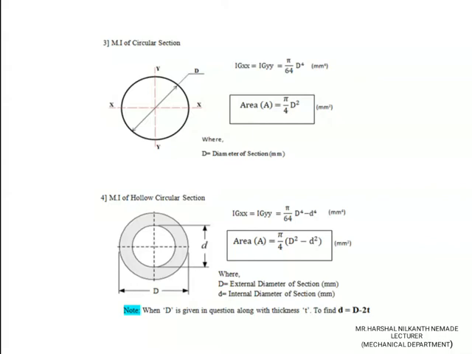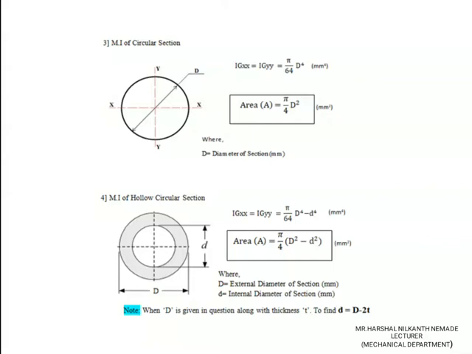IGXX is equal to IGYY is equal to pi by 64 capital D raised to 4 minus small d raised to 4. Unit for inertia is mm raised to 4. Area for hollow circular section is pi by 4 capital D square minus small d square, and area unit is mm square, where capital D is equal to external diameter of a section in mm and small d is equal to internal diameter of a section in mm.